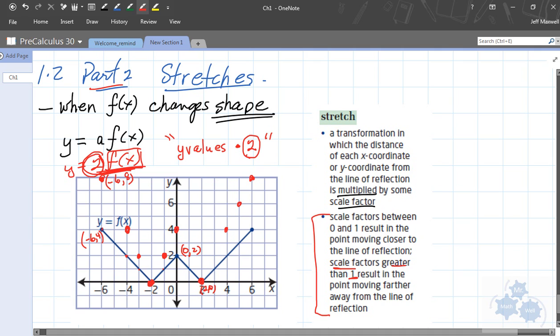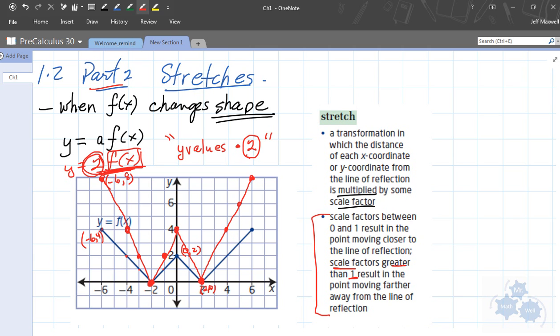And so if you piece all that together, you get a new graph that is still sort of a W, a recognizable W, but it's definitely changed shape. And you could say that this W has definitely been stretched upwards, right? Okay? So it's stretched taller.